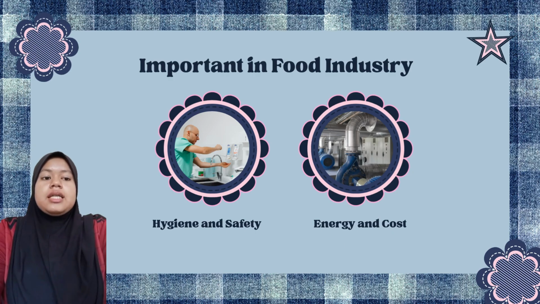The last one is energy and cost. Laminar flow uses less pumping power to save energy, while turbulent flow gives better mixing and faster processing but costs more energy. So, the food industry must balance both. It means laminar flow for energy saving and turbulent flow for good product quality.